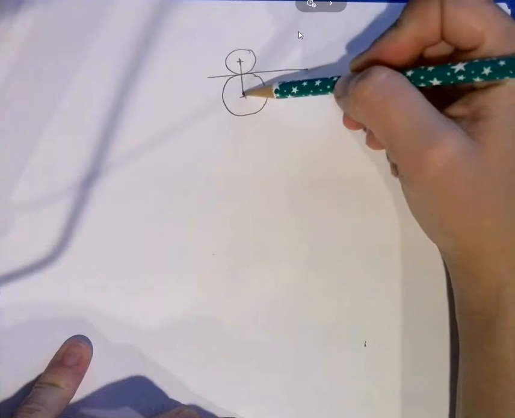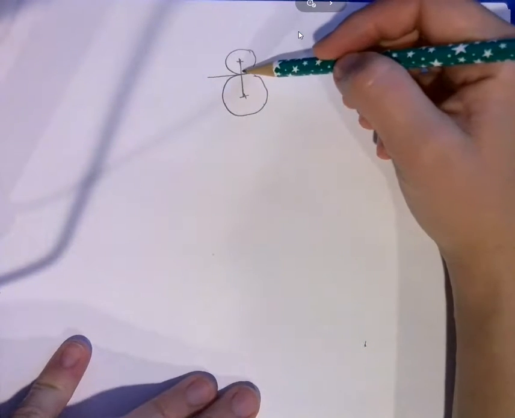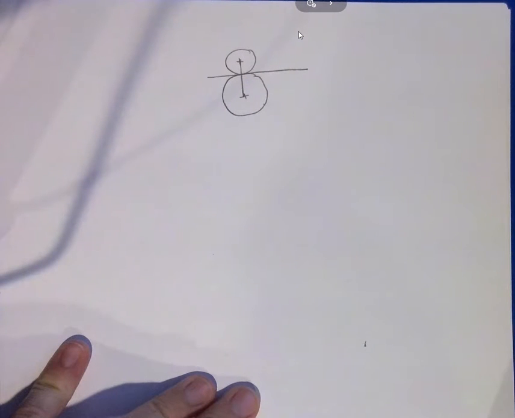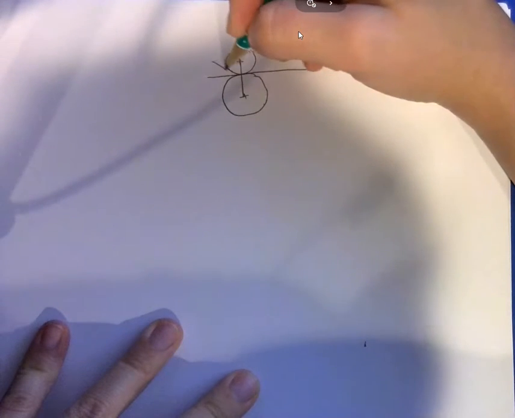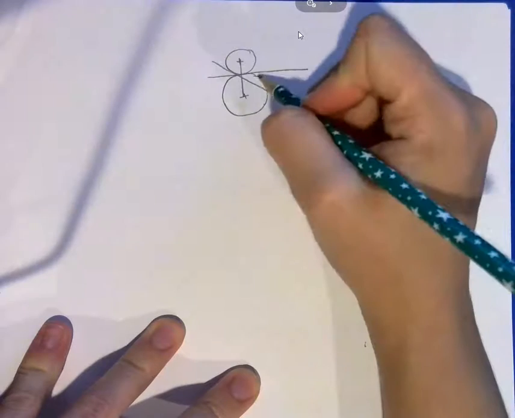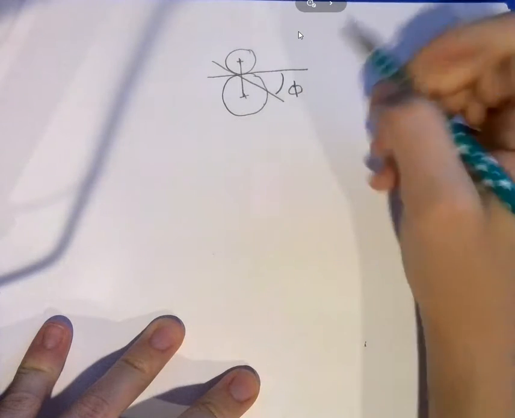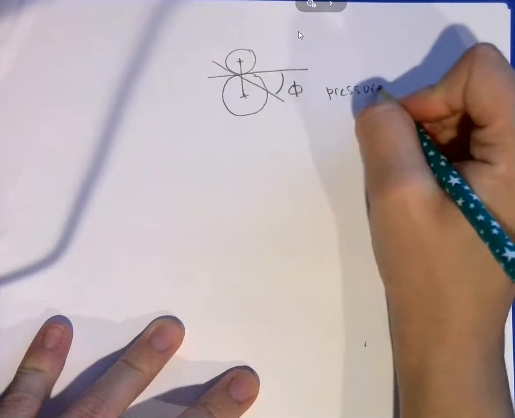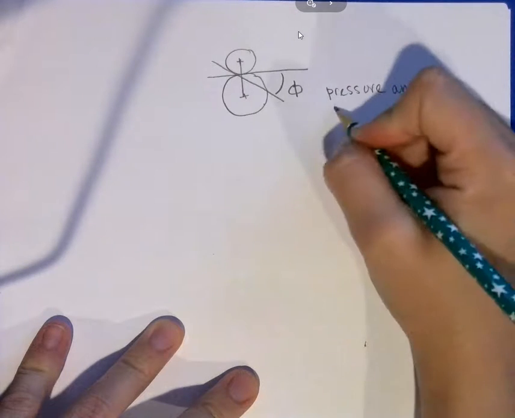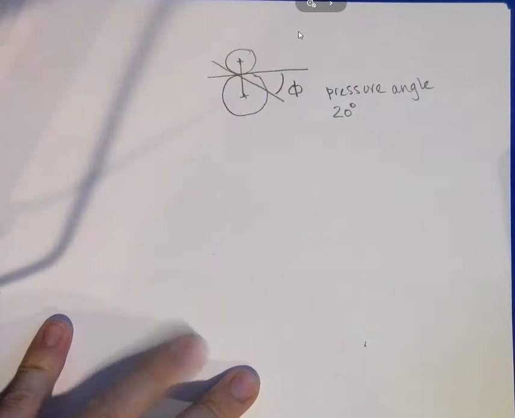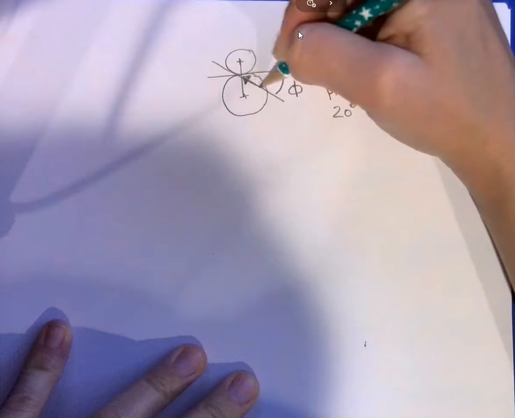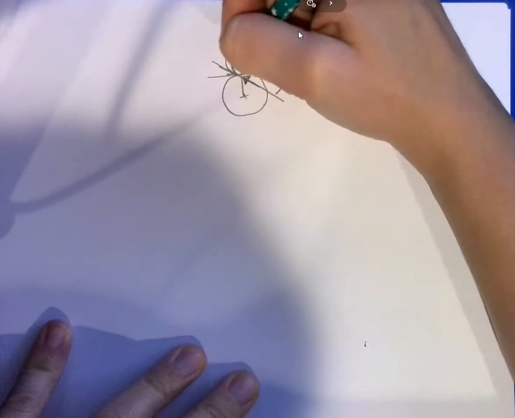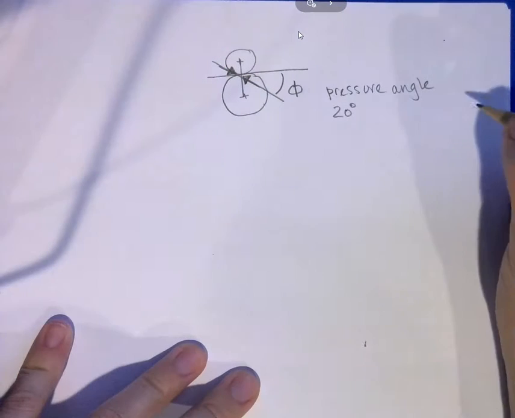In order to have a constant line of action, we use the involute curve. That's one of the types of gears that has a constant line of action. That constant line of action is at a pressure angle, and that defines the shape of the gear tooth, and that's phi here. Phi is our pressure angle. A common pressure angle is 20 degrees, and that is literally the line of action for the force on the gear tooth, that force there.